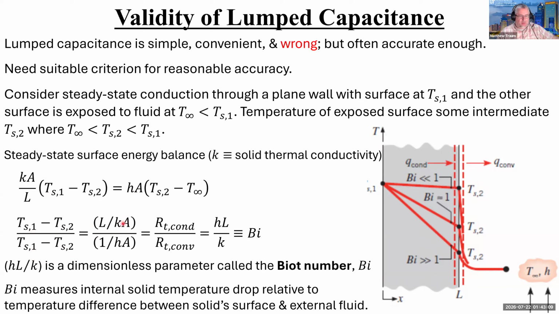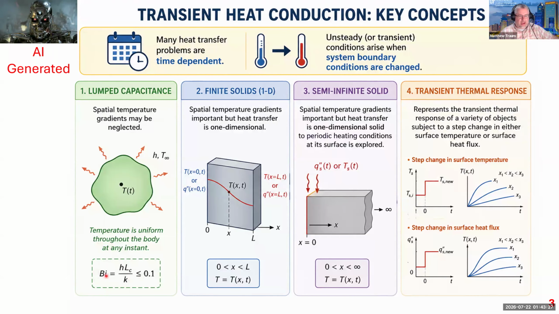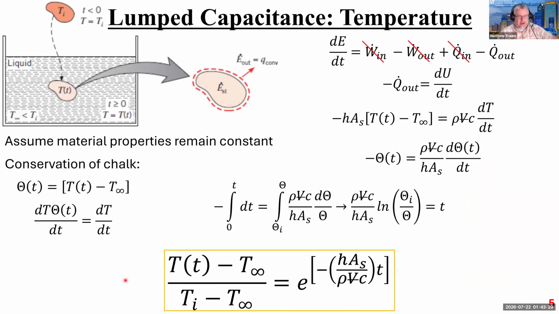Okay, now that I've got it written in terms of thermal resistances, I can cancel the areas, move things around, and I get this hL over k expression. And this is the Biot number. This is the thing that I was talking about. Remember on my AI killer slide, this one, right? Here's that Biot number again. So now you can see how it's derived.